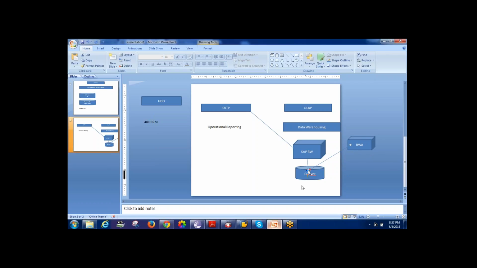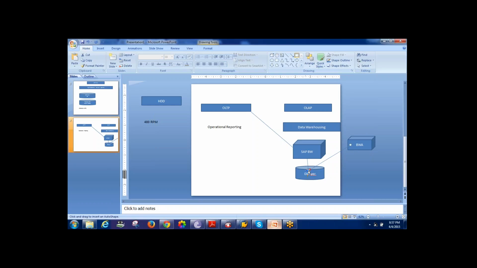It is going to be loaded into BWA. So it is a dual maintenance. So what SAP did, okay. So this is just a concept of BWA. Now we will discuss SAP HANA.